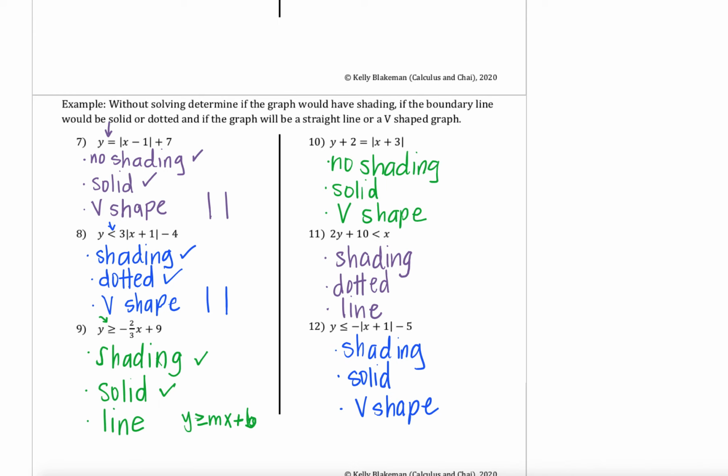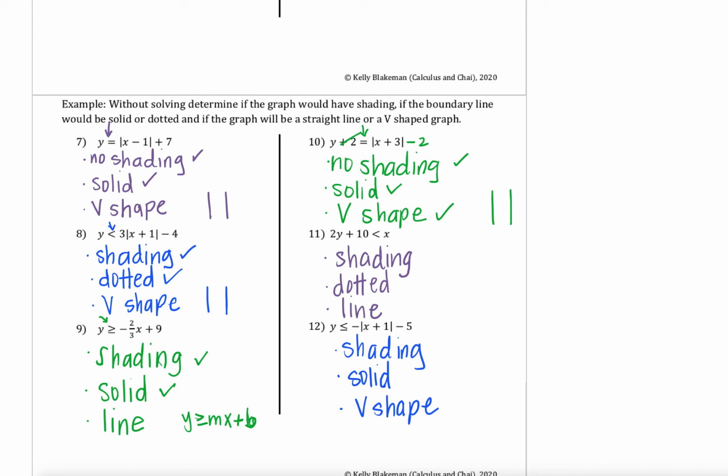Looking at example 10, we have y plus 2 equals the absolute value of x plus 3. So in this case, there is no shading since I have an equals to sign instead of an inequality. That's also why I have a solid boundary line. And in this case, although y is not isolated, I could subtract the 2 over, move the 2 to the other side and have y equals the absolute value of x plus 3 minus 2, and that is producing that V-shaped graph for us there because we have those absolute value bars.